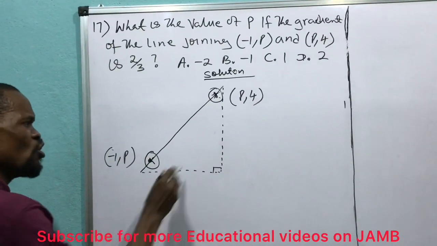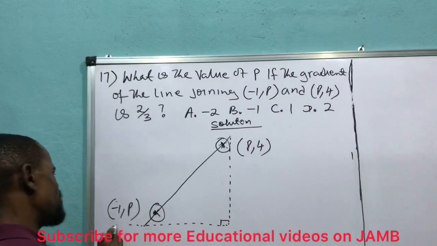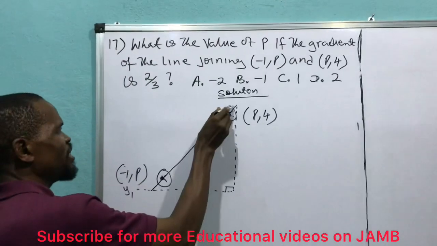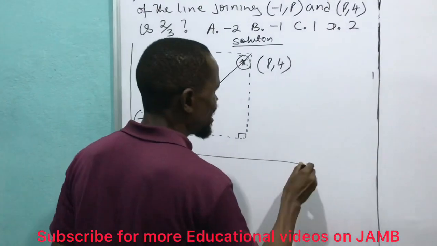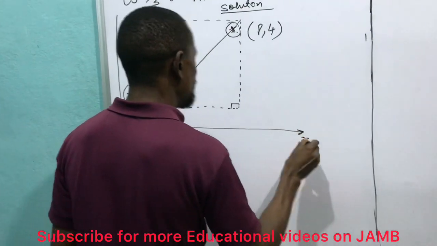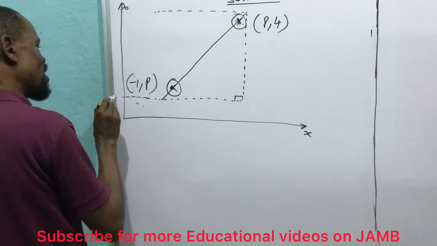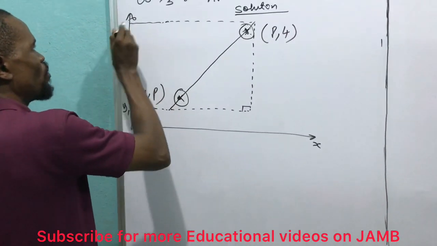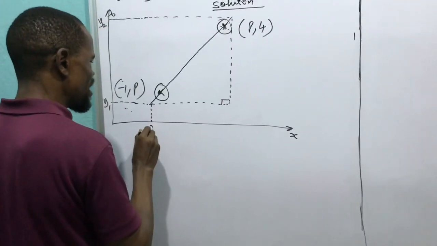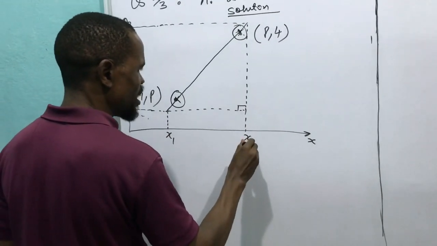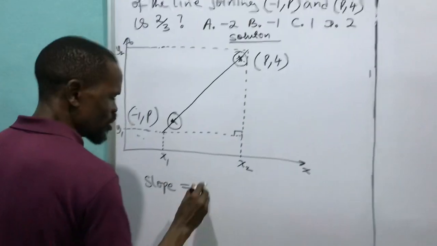How did I take my slope? Look at the Y-axis and the X-axis. If I take this to my Y-axis this way, I will have Y1. If I take this to my Y-axis, I have Y2. If I take this to my X-axis, I have X1. Taking this, I'll have X2.